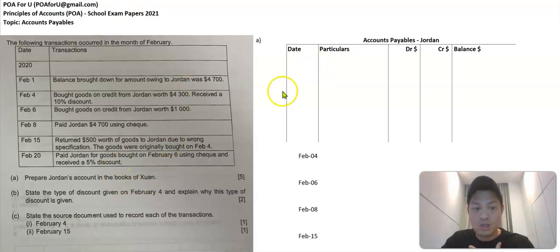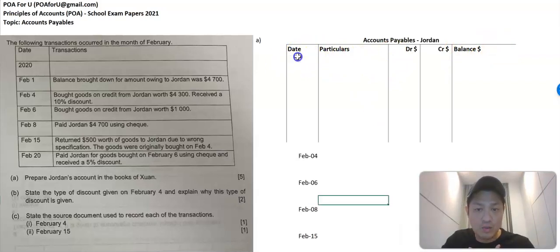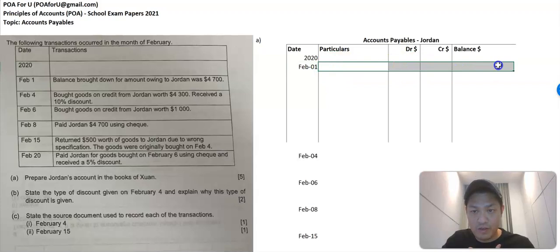In Shen's books. So when we talk about preparing an account, it's basically a ledger account, and this ledger account is in this format, right? So accounts payable is to Jordan, and the format has dates, particulars, debit, credit, and balance. Let's see how we use this, okay? Now the first part is we have to have the year, so we're going to put a year in 2020, and the first date is February 1st. So February 1st, it says balance brought down is of a certain amount, 4,007. So balance brought down is 4,007 credit.